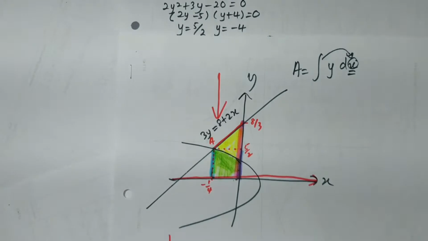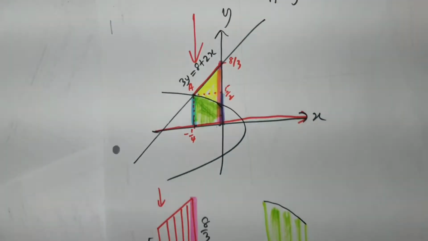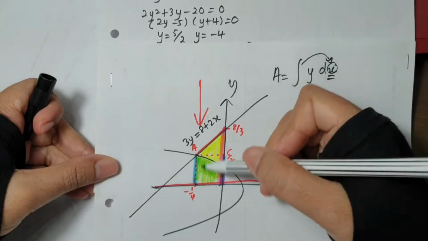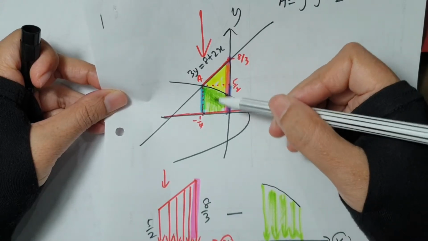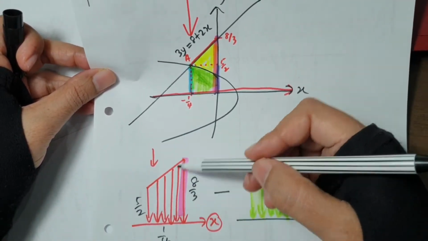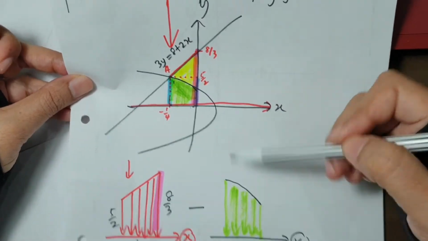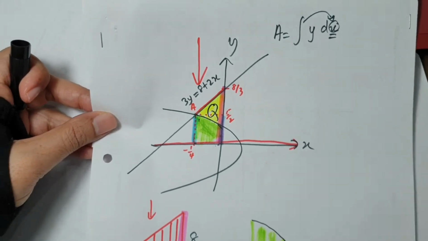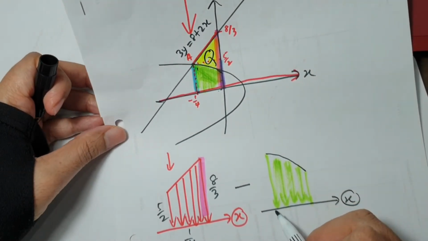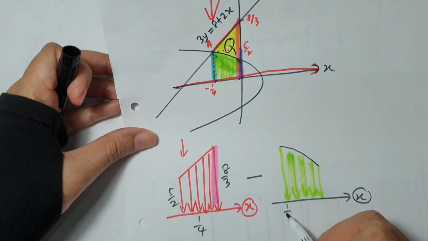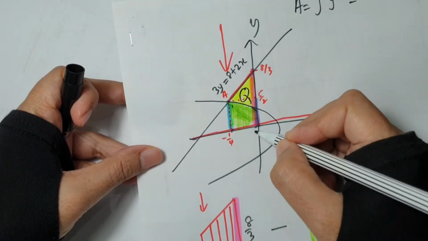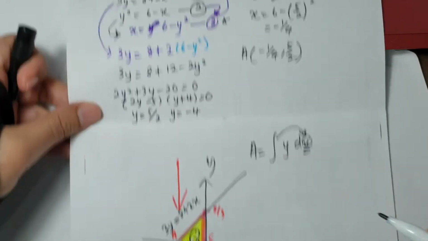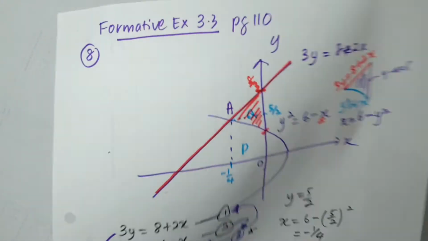So what process do we do now? We subtract. Altogether it is the trapezium shape, minus the green region, and you get the yellow region, which is region Q. The question asks for region Q. Now you must know the limits on the x-axis: here negative 1/4, here 0. What is the equation of the curve? It is y squared equals 6 minus x.